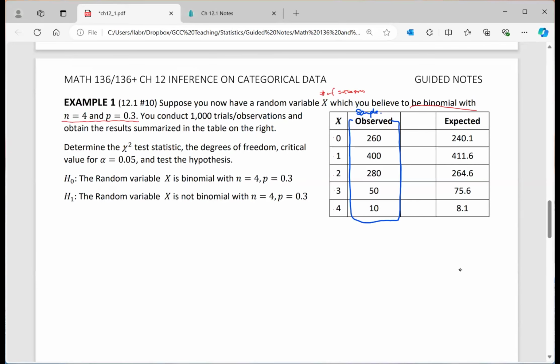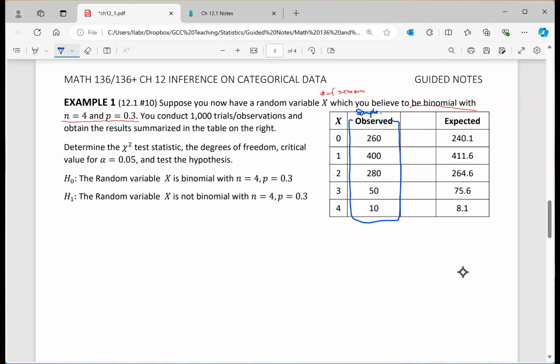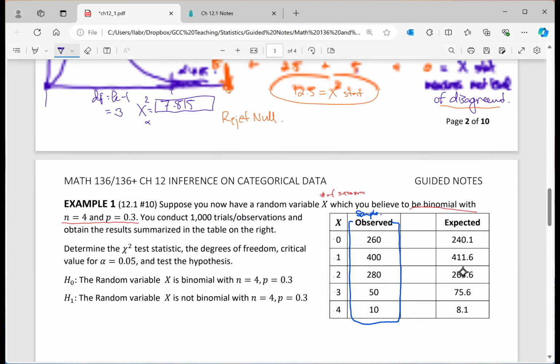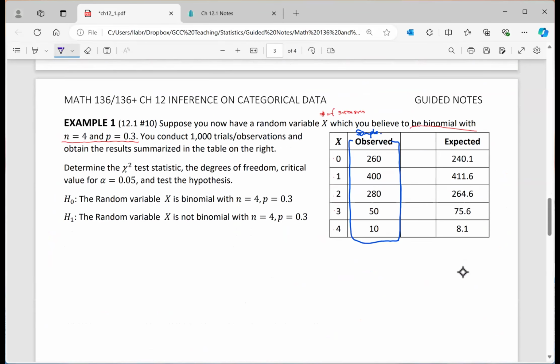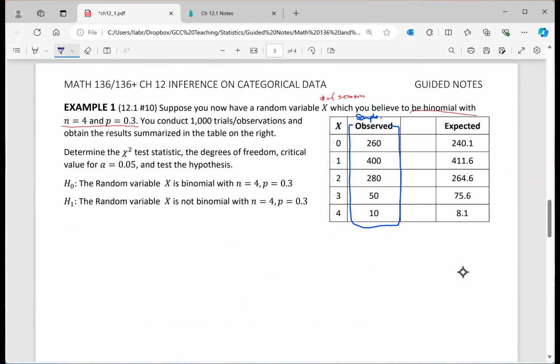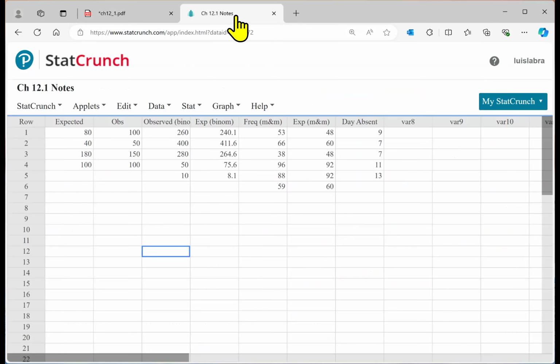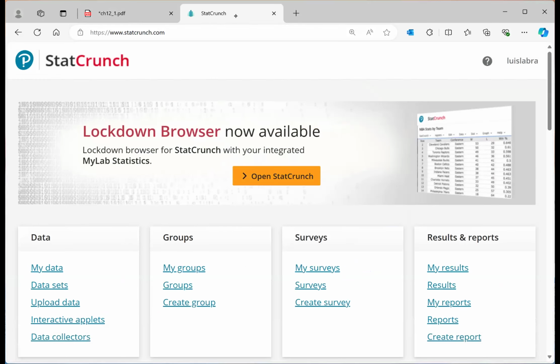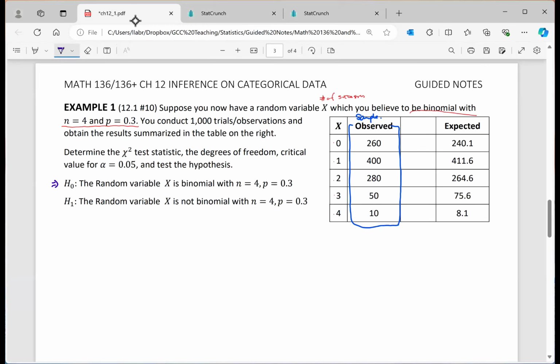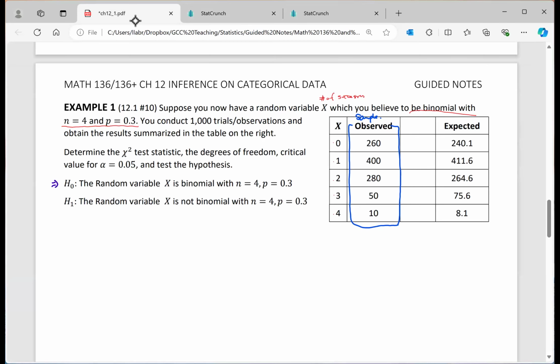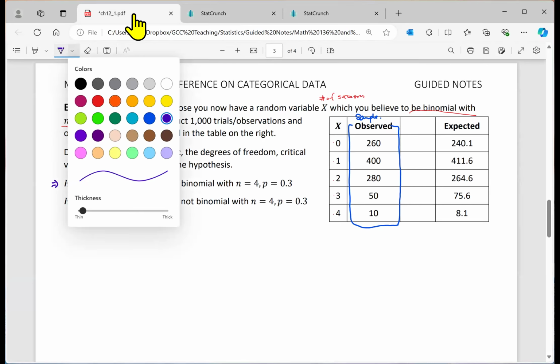I did want to talk about that because notice that in previous problems, for example, I gave you the probability of success, but here we don't have that probability of success. So let's see where that comes from. It says determine the chi-square test statistic, the degrees of freedom, critical value, and test the hypothesis. So here's the hypothesis that the random variable x is binomial with n is 4 and p is 0.3.